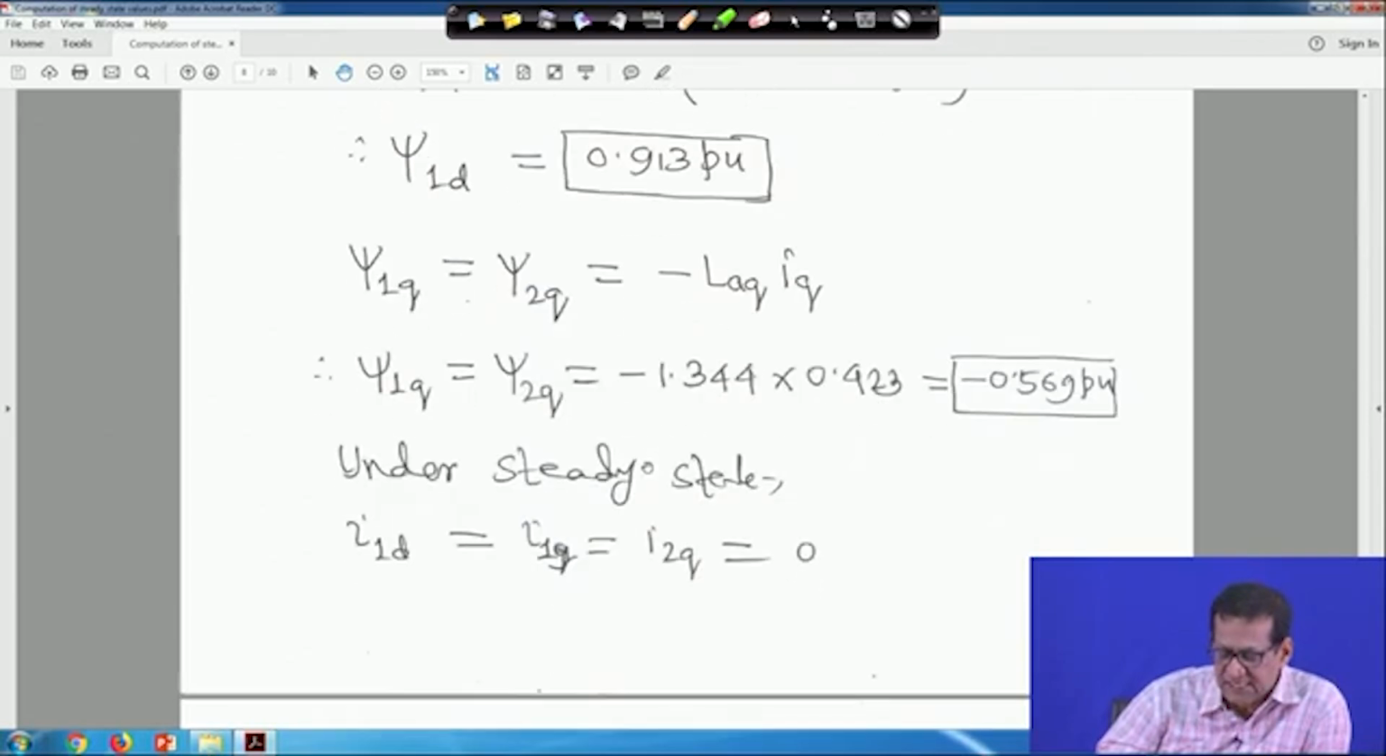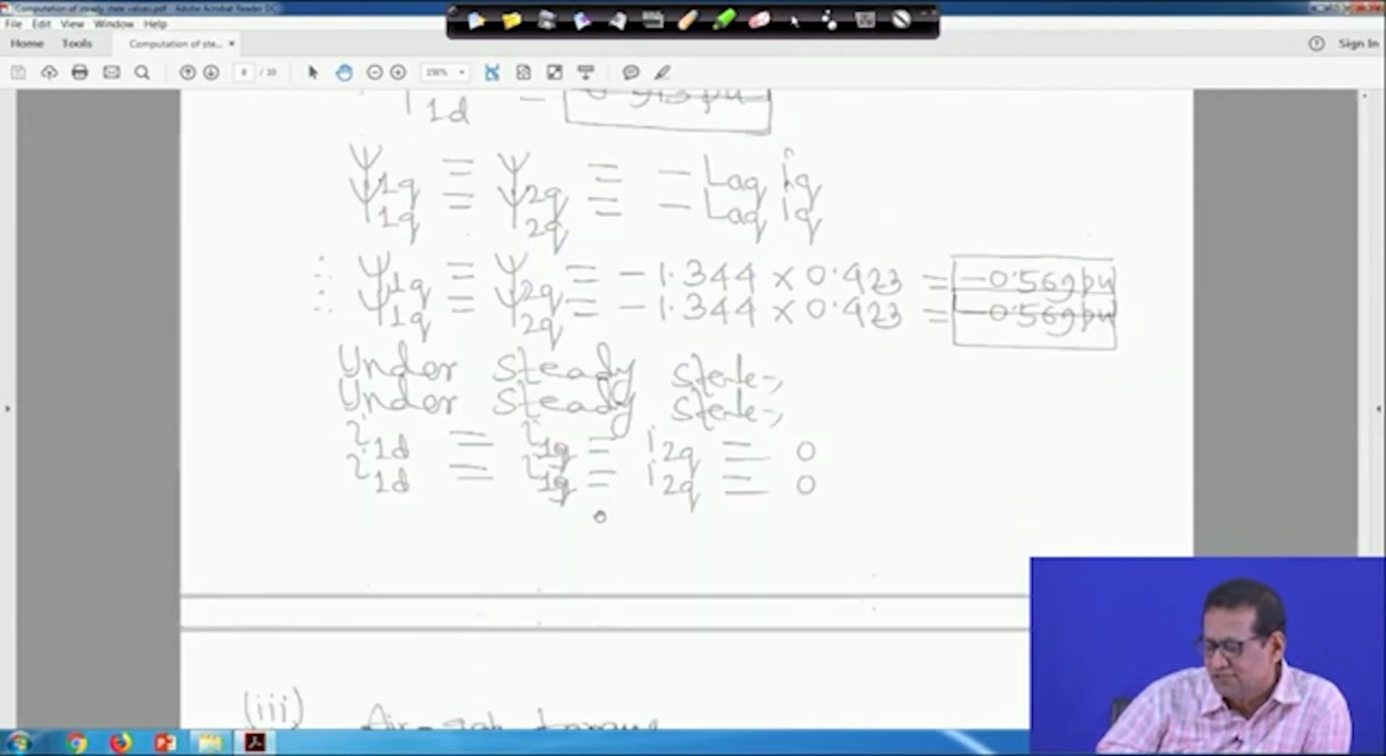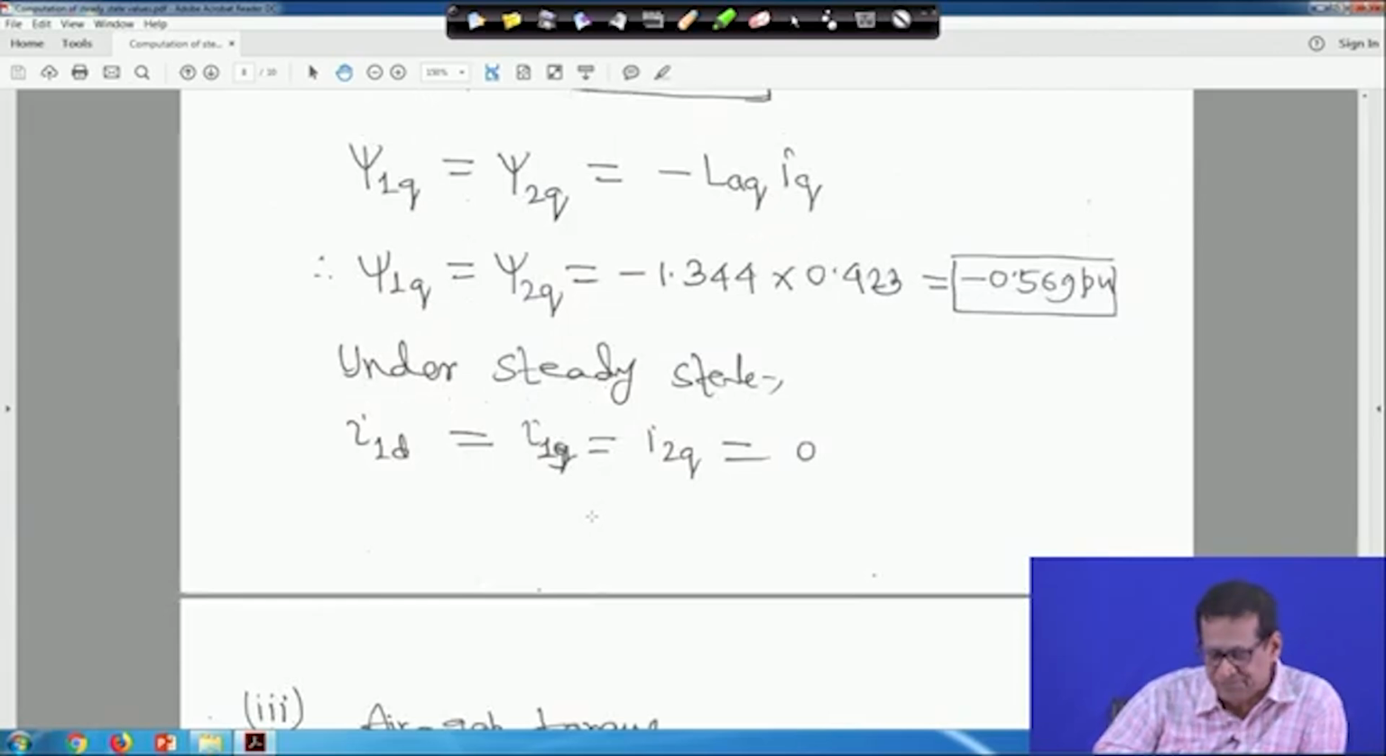Now, under steady state your I 1D, I 1Q and I 2Q will be 0, right. Because there only one armature winding is there on the D axis and two are on the Q axis, and when it reaches steady state, because they are closed windings, all these currents are equal to 0, right.